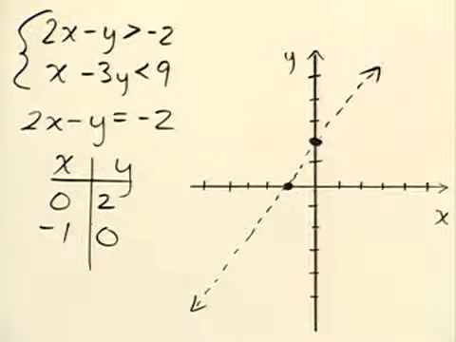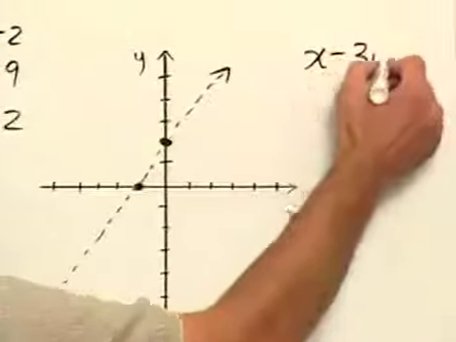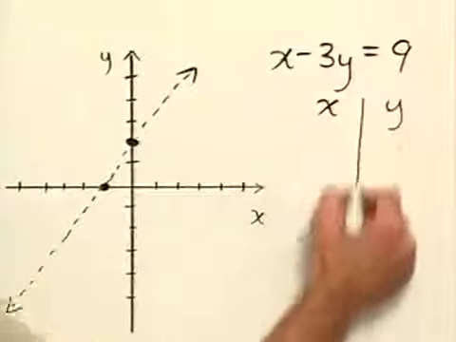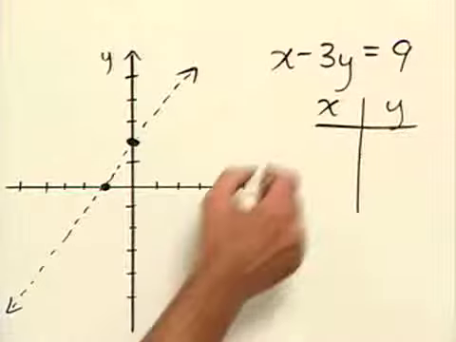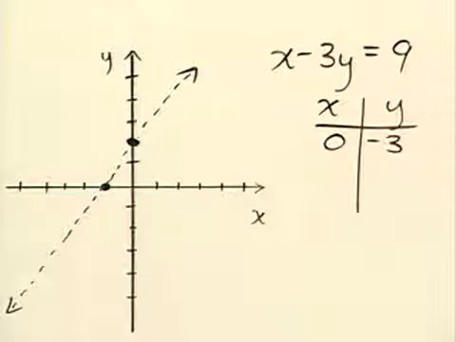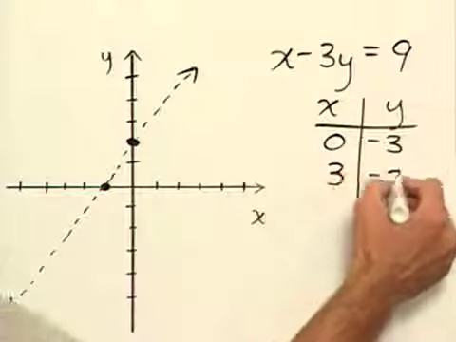Now let's graph the other line. The other line is x minus 3y is equal to 9. And if I make an xy table here, I can also choose some x values if I'd like to. If I choose x to be 0, then y will be negative 3. If I choose x to be 3, then y will be negative 2.